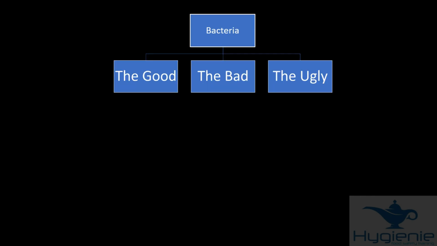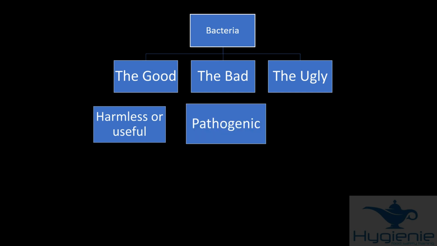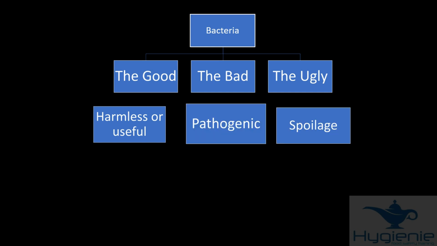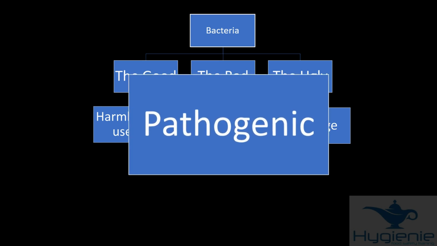There are essentially 3 different types of bacteria. We can think of them as the good, the bad and the ugly. The good are harmless or useful bacteria, bad are the pathogenic, and ugly are the spoilage bacteria that make food go off. We'll focus on the bad ones, pathogenic bacteria that can make you ill.